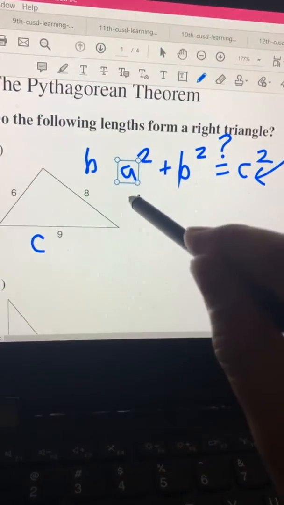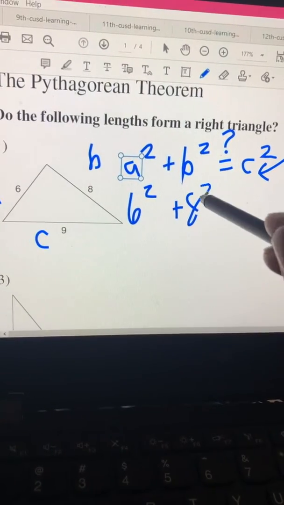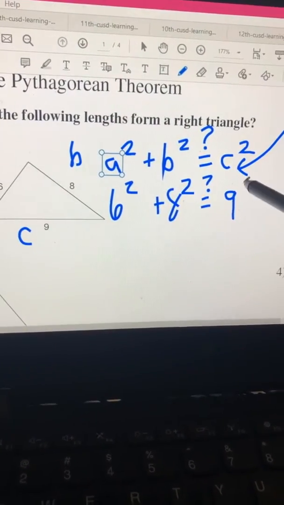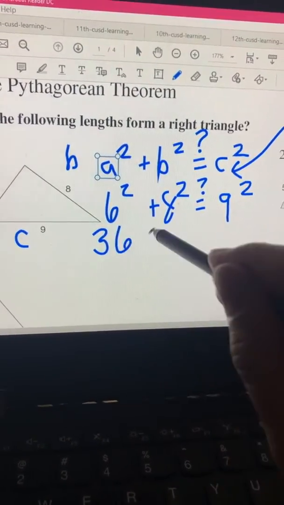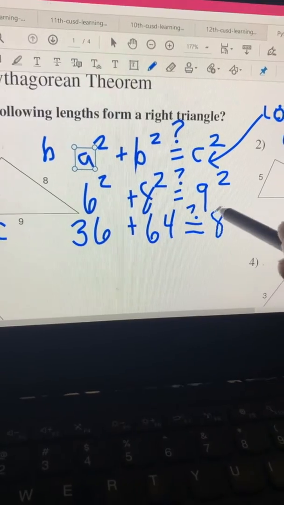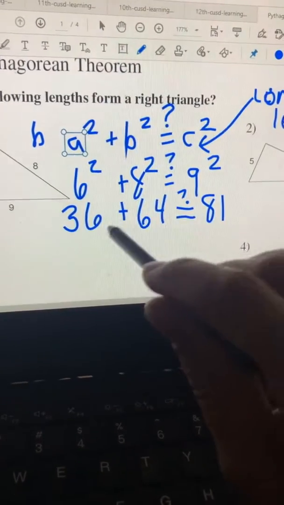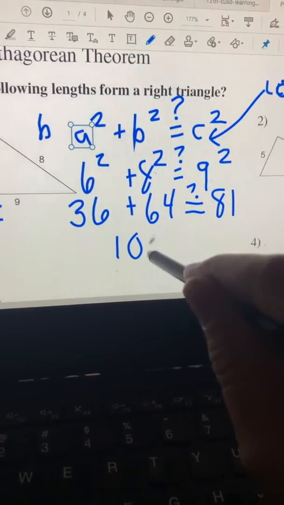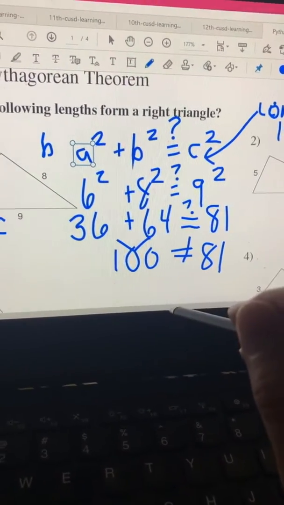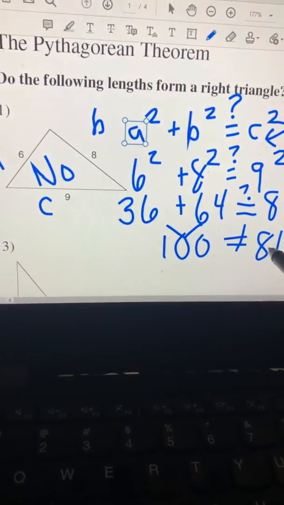All right, so A is 6, so we're going to put 6 squared. And B is 8, so we're going to put 8 squared. And we're trying to see if that altogether will be equal to 9 squared. So let's see, we have 36 plus 64, and we want to know if it will be equal to 81. 36 plus 64: 30 plus 60 is 90, 6 plus 4 is 10, so that's 100. And this is not equal, so we would say no. This would not form a right triangle.